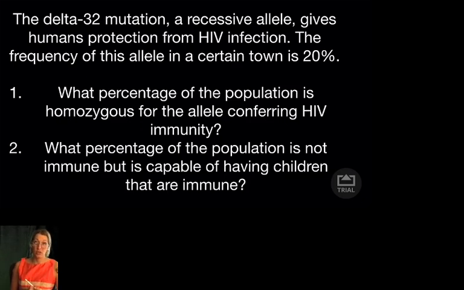Another one, this is actually a real mutation, the Delta 32 mutation. It's recessive, gives humans protection from HIV infection. The frequency of this allele in a certain town is 20%. Okay, so you're given an allele frequency here. So you're going to work it just a little bit differently, but you're still given the recessive allele frequency. What percentage of the population is homozygous, and what percentage is not immune but capable of having children who are immune? So think about what genotype would individuals have that are capable of having children who are immune.